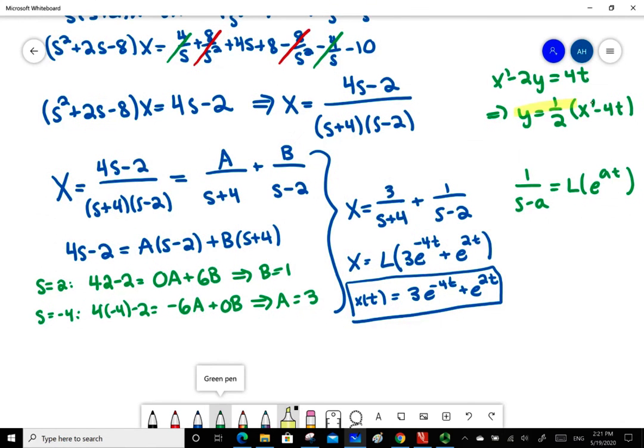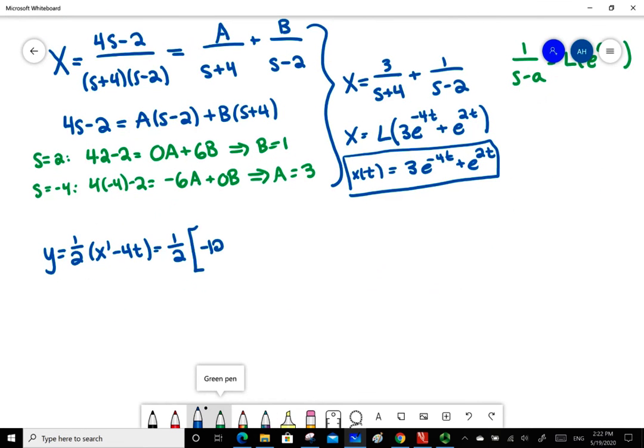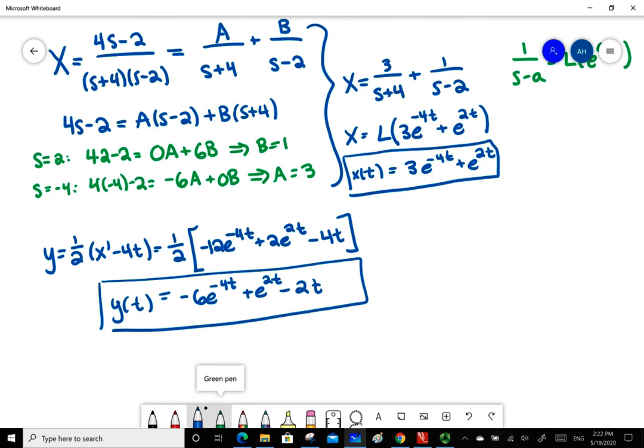Finally, we can find y using that y is 1/2 of x prime minus 2t. x prime is negative 12 e to the negative 4t plus 2 e to the 2t. And then we have to subtract 4t from that. Then divide everything by 2 to get negative 6 e to the negative 4t plus e to the 2t minus 2t. The solution to our initial value problem is that x is 3e to the negative 4t plus e to the 2t, and y is negative 6 e to the negative 4t plus e to the 2t minus 2t.